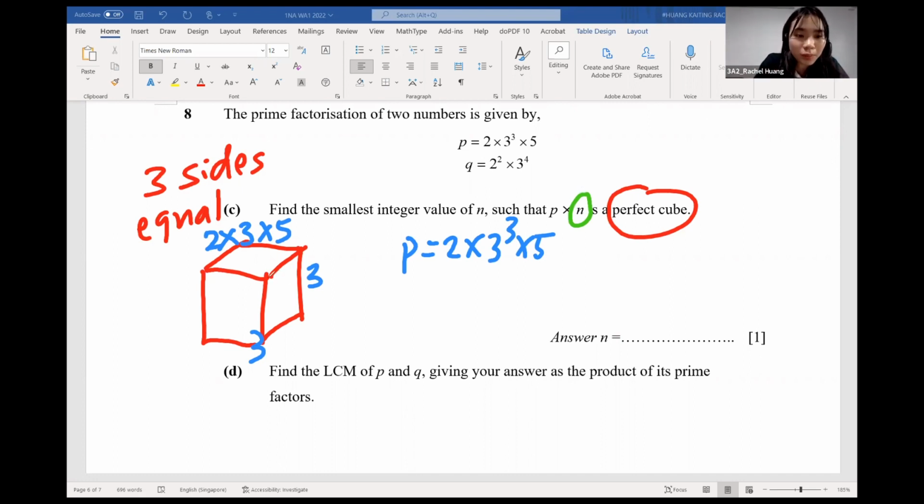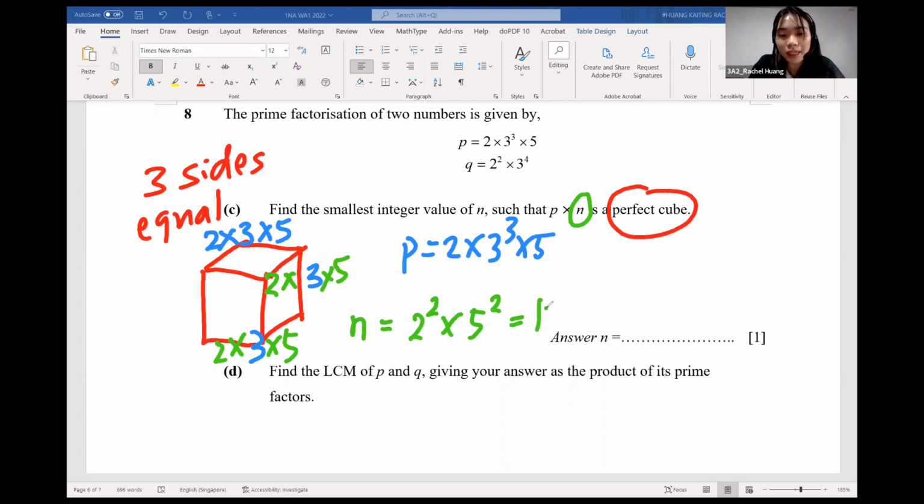So I will need to multiply 2 to this side, 2 to that side as well, because it's missing a 2, and then 5 to this side and 5 to this side as well. Okay, in total, I will need 2 extra copies of 2 multiplied by 2 extra copies of 5, which makes n equals 2 squared times 5 squared. Okay, this will give me 100. Right, and 100 is what I need to multiply to p such that I can make a perfect cube.